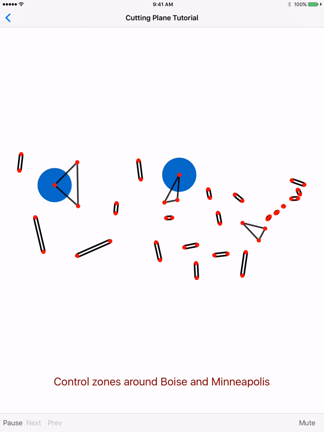Now suppose we create a second control zone, around Minneapolis. Since the zones do not overlap, we know that every tour, and fractional tour, must have length at least twice the sum of the radii of the 2 zones. In this bounding game, bigger is better. Twice the sum of the 2 radii is a better bound than looking at Boise alone.